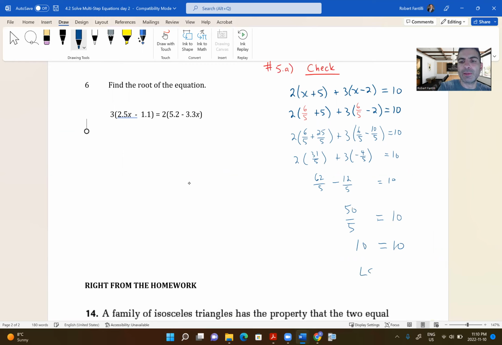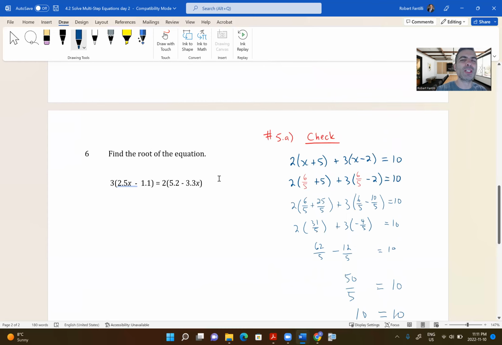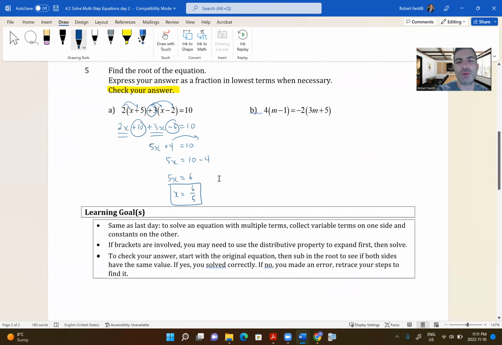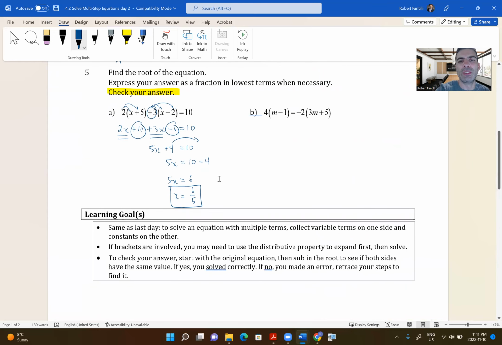Left side equals right side. Okay, so left side equals right side. That means that we've definitely solved this correctly. That's how you do your check. I'm not going to do a check with the next one just because you know what to do there. You can do that one on your own if you like.